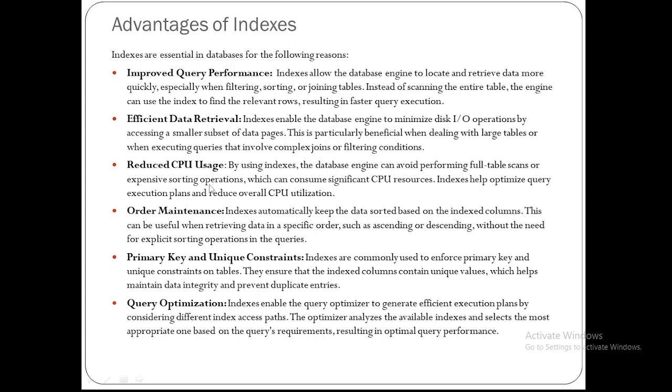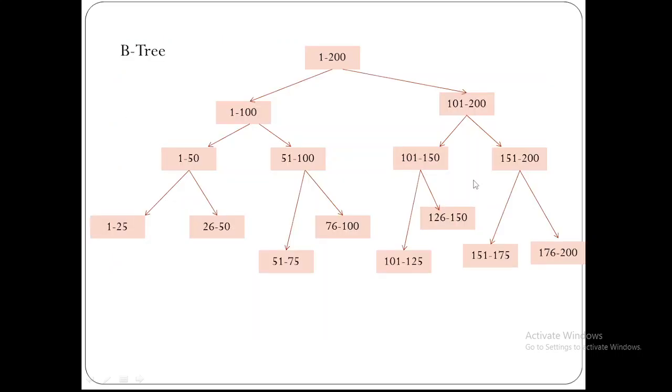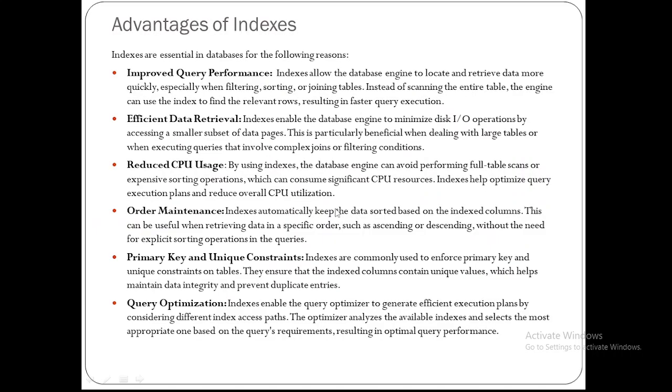Reduced CPU usage. By using indexes, the database engine can avoid performing a full table scan. This is also related. If we do not have an index, then our database needs to go to each and every node, and then it will go to the particular value which we require. So before indexes, we need to go to each and every row, but with indexes, our CPU utilization is less.